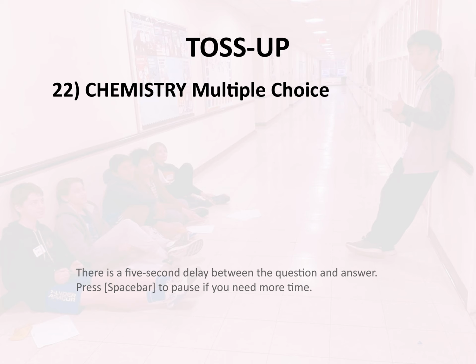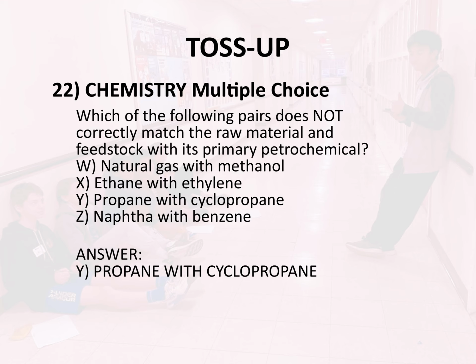Toss-up 22. Chemistry. Multiple choice. Which of the following pairs does not correctly match the raw material and feedstock with its primary petrochemical? W. Natural gas with methanol. X. Ethane with ethylene. Y. Propane with cyclopropane. Z. Naphtha with benzene. Answer. Y. Propane with cyclopropane.